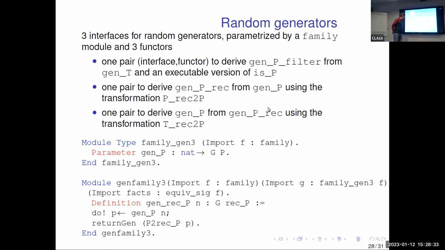Then you can derive the GenP record from GenP inductive using the transformation when you go from P to P record, which means you have the representation in an inductive way and you want to go to the record, and you can do it the other way around as well. So you can use whichever representation is the most convenient for you, because the system can automatically generate the corresponding random generator in the other representation. So there is a small example of the code we wrote to do this generation.